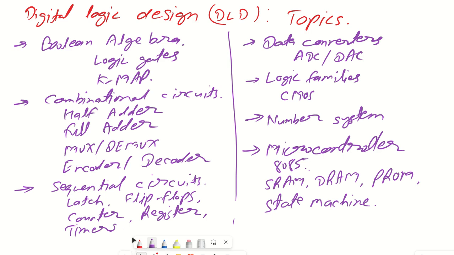Now let us start with our Boolean algebra in this particular session. What we will do is we will try to see each of them one by one. Okay, so let us say Boolean algebra. You can write down the topic, Boolean algebra.